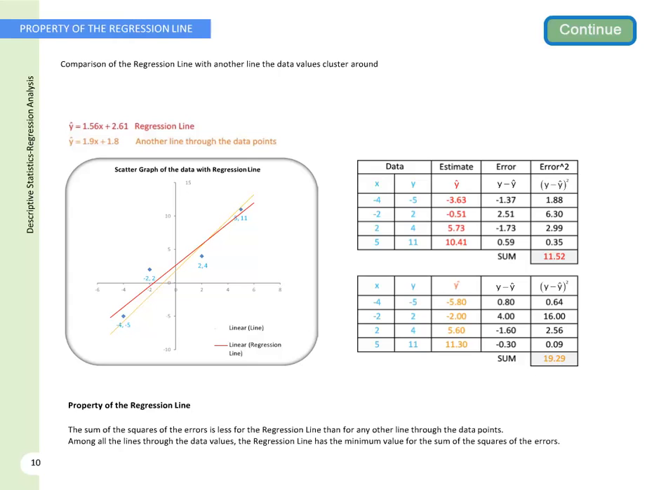The formulas of the coefficients of the regression line were derived such that among all the lines through the data values, the regression line has the minimum value for the sum of the squares of the errors. Hence the complete name, the least squares regression line.